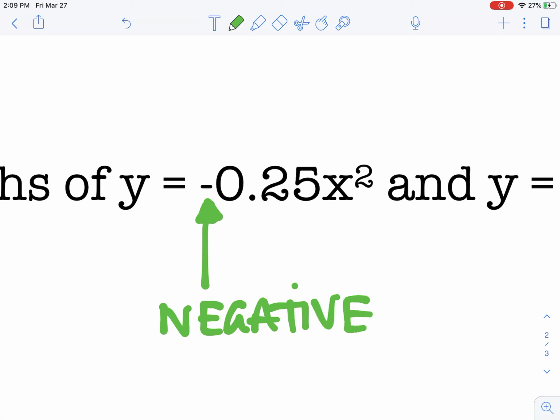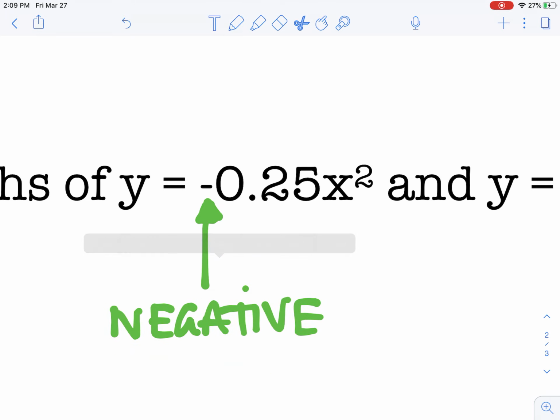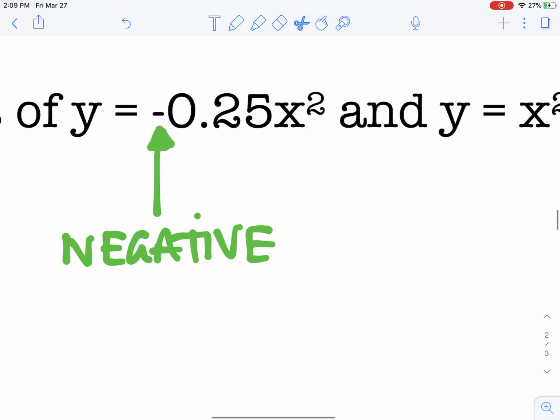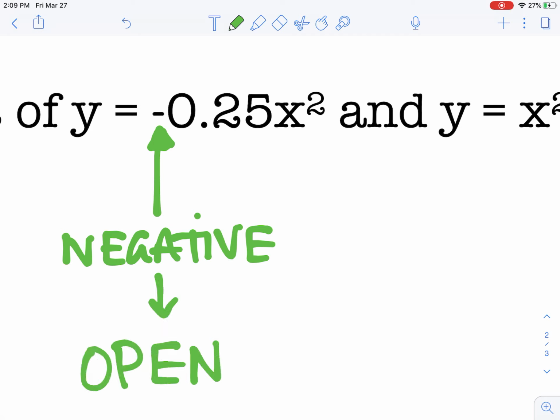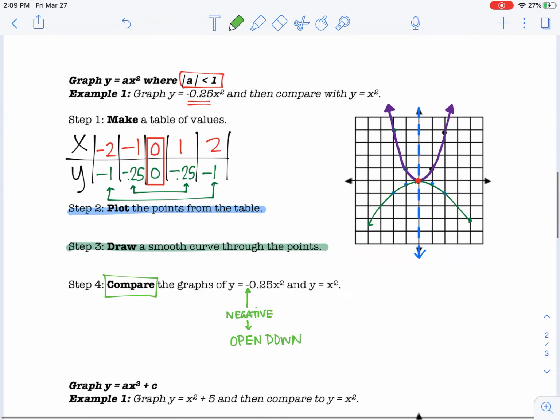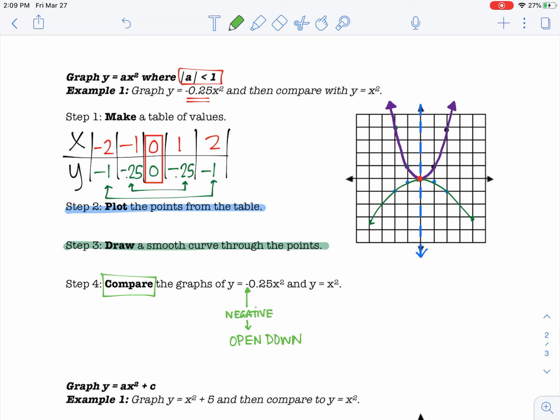Something we're going to talk a lot about is the orientation of the graph, whether it's opening up or down. You're going to notice when that number is positive, it opens up. When we make this leading coefficient negative, it's going to open down. So that's one way it can differ from our parent function.